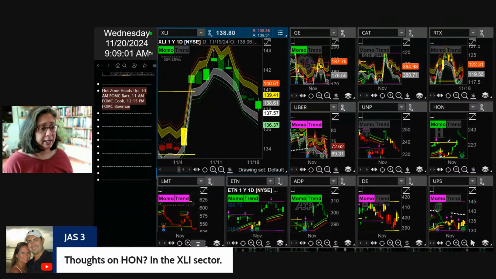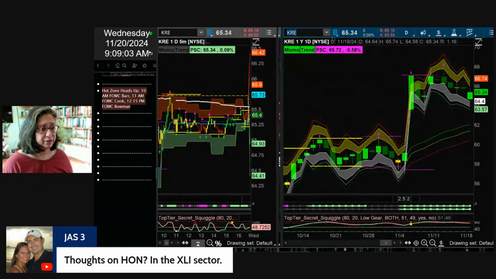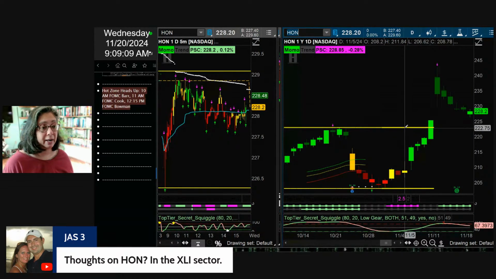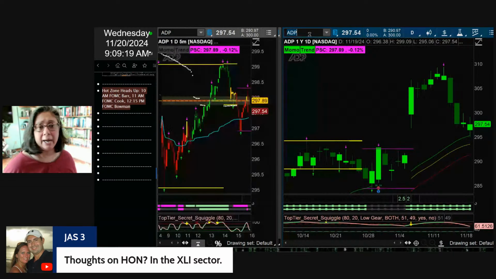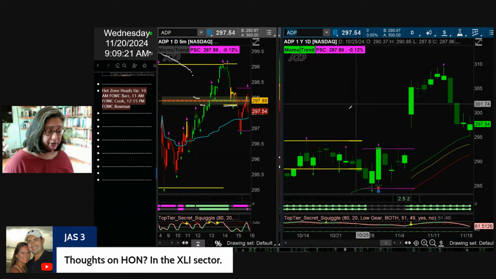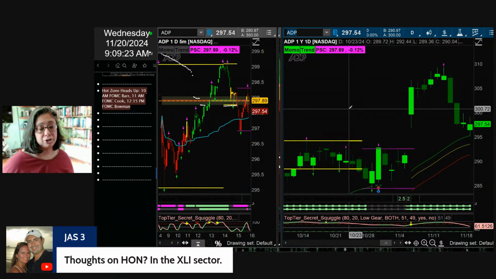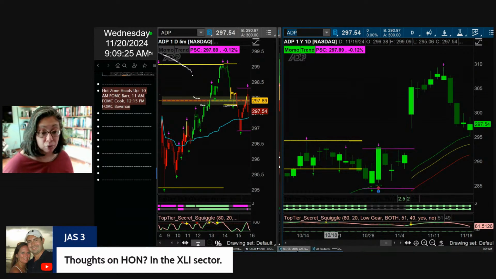If Honeywell can get down to the previous Darvas level, I'll show you right here, it's not a bad setup. That's not going to be until about 223. I would say anywhere between 225 and a quarter to 223. But I don't really love that setup. In fact, XLI is a good sector. It's a great sector. Honeywell is a good stock. It's just not like ADP, a great stock.